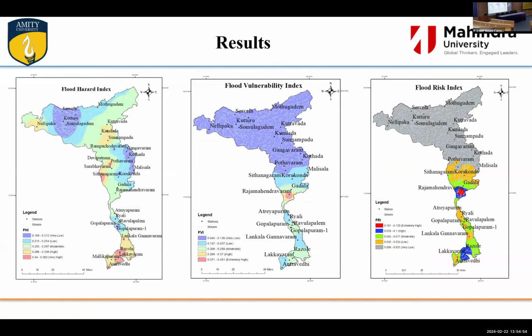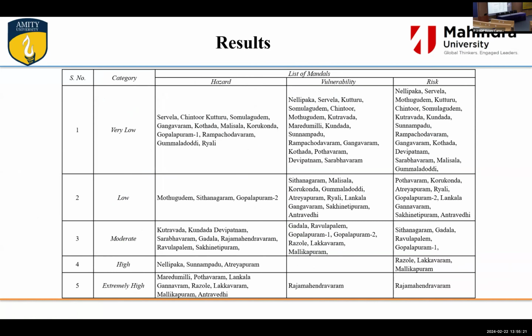When we come to the overlaying of maps, the same overlaying is done in the ArcGIS software, and a flood hazard index map is generated separately, and a flood vulnerability index map is generated separately. When these two maps are overlaid, we get the ultimate result as the flood risk index. Here, the manual calculation and the map generation both tally. Based on this, the extremely high risk area is Rajmahendravaram, and the extremely low risk areas are all these.